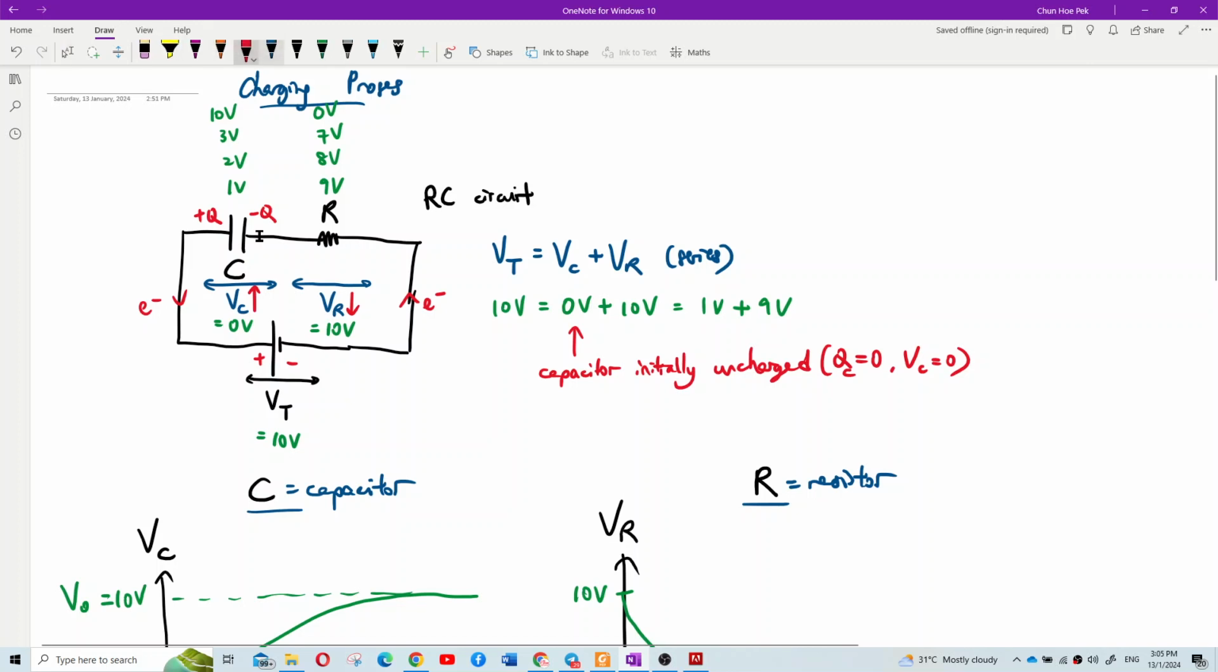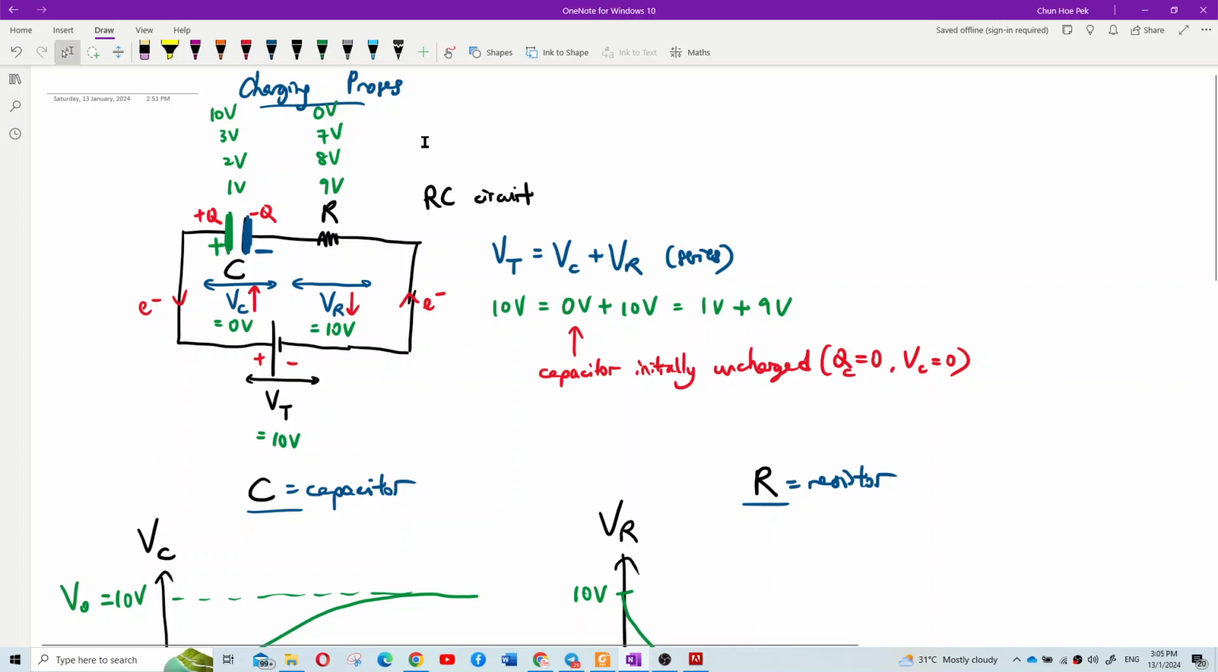Look at the green plate. It loses electrons when charging the capacitor, so it becomes the positive plate. This electron moves to the other plate, let's say the blue plate. So the blue plate gains electrons and becomes the negative plate. So when charging the capacitor, there is a flow of electrons. Correct or not, class?